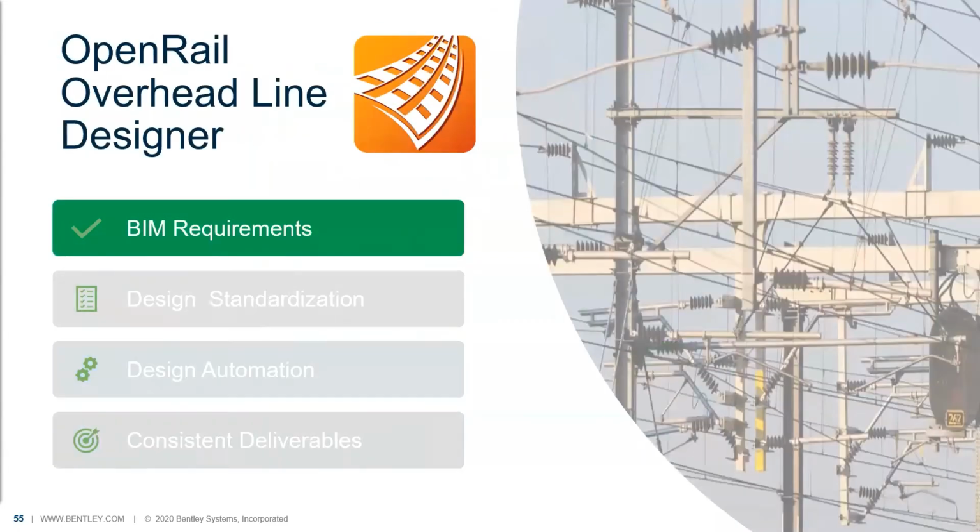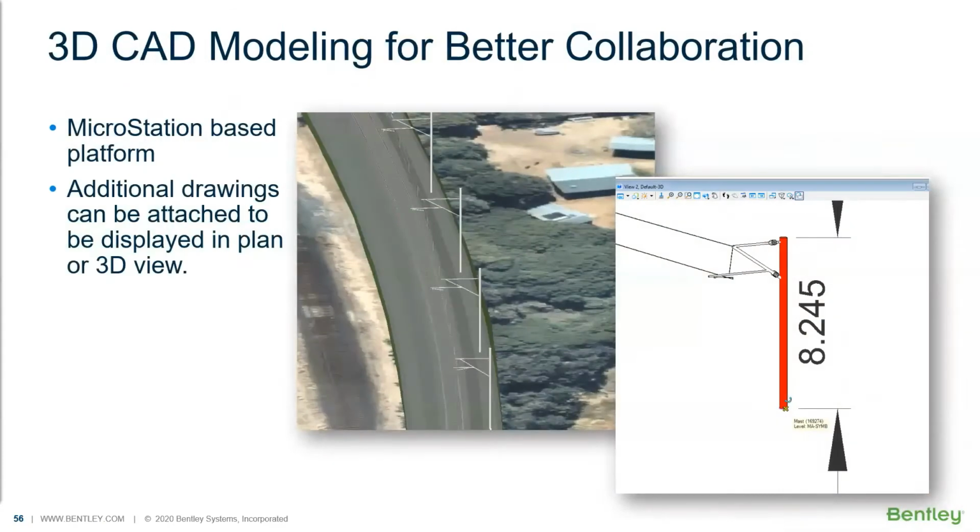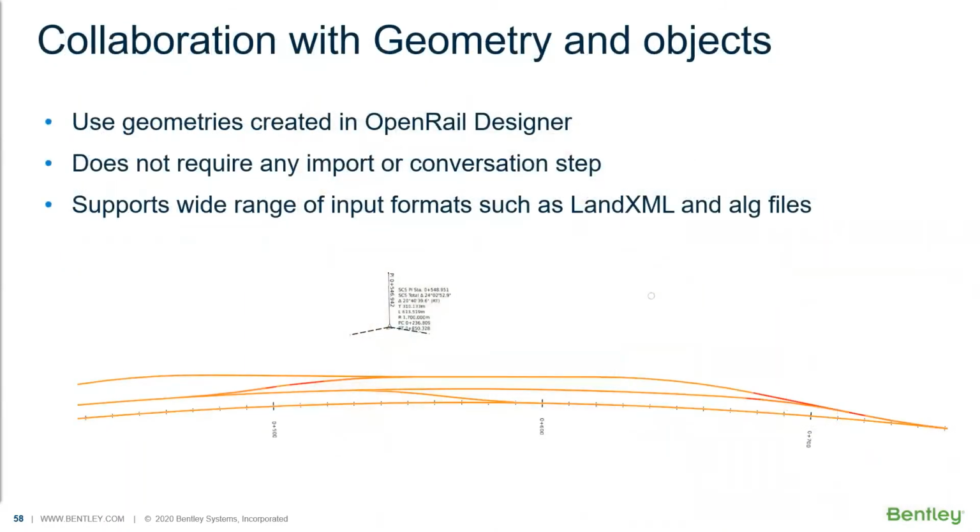Okay, so first, BIM. This is very similar to what you see in OpenRail. Basically, you can do your track design from there and then modify your geometry as you see fit. If you have done your design in OpenRail Designer, when you open it in overhead line, it can do the same modification without any fault, because this ultimately is the highest hierarchy of all our civil software.